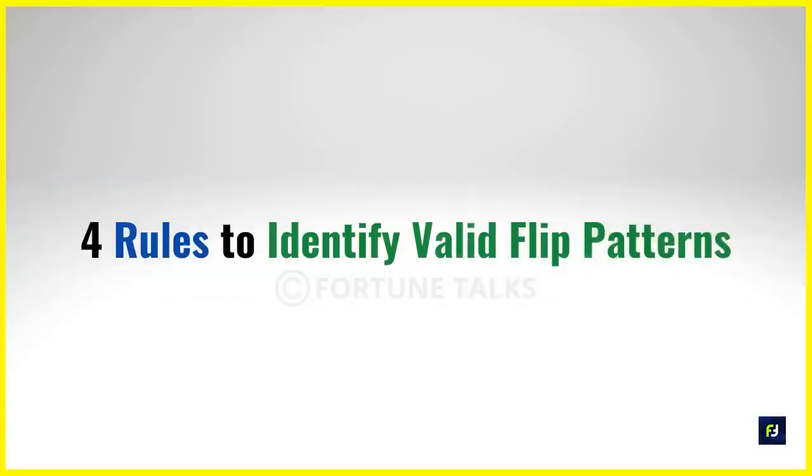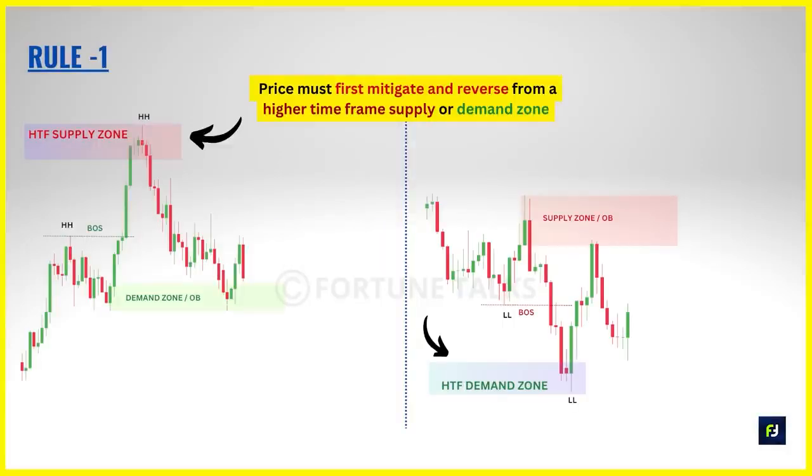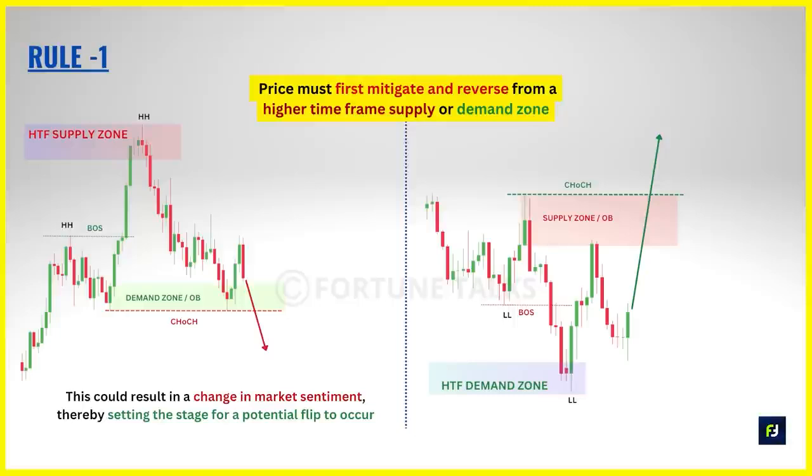Now, let's outline some rules and other criteria for identifying valid and high quality flip patterns and zones in the market. I will discuss 4 essential rules that you can follow in order to identify valid flip patterns and zones with a high probability of success. The first rule states that for a reversal flip pattern to be considered valid, the price must first mitigate and reverse from a higher timeframe supply or demand zone. This rejection from the higher timeframe supply or demand zone indicates the possibility of a change in the market sentiment, thereby setting the stage for a potential flip to occur.